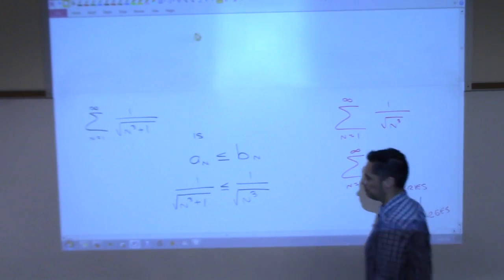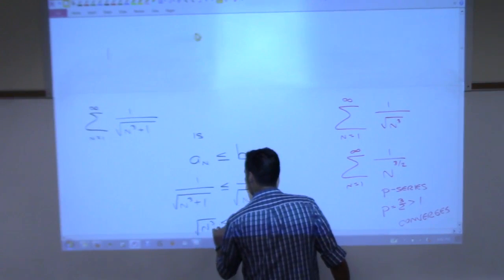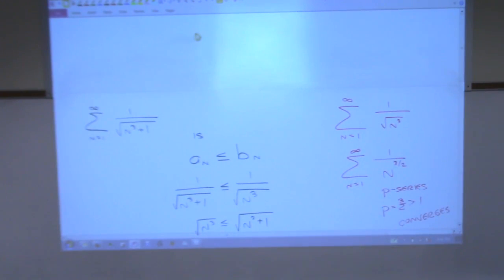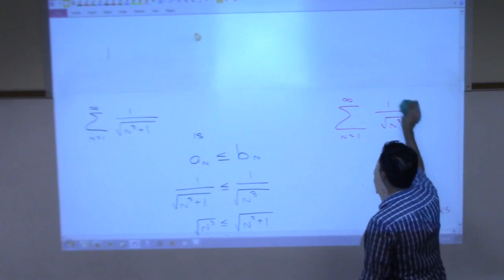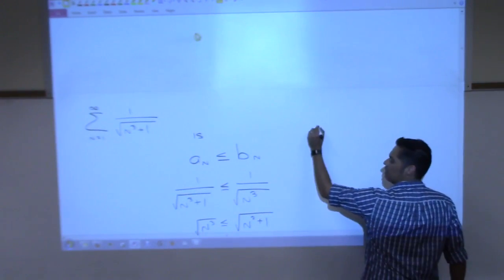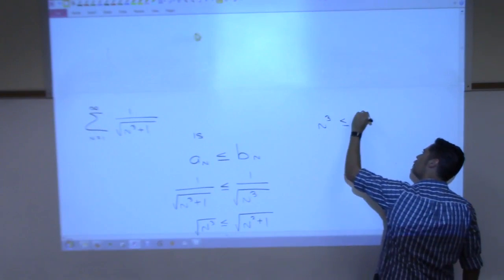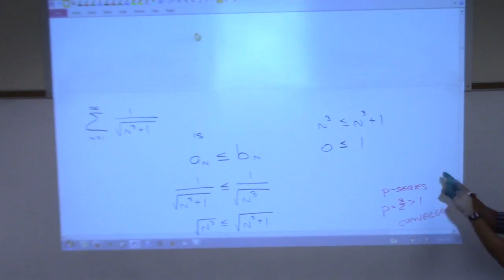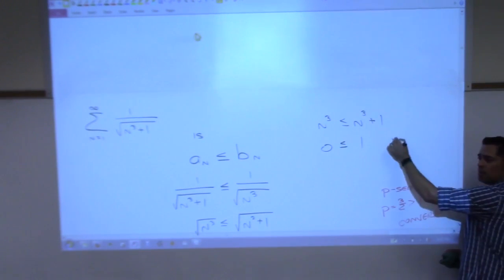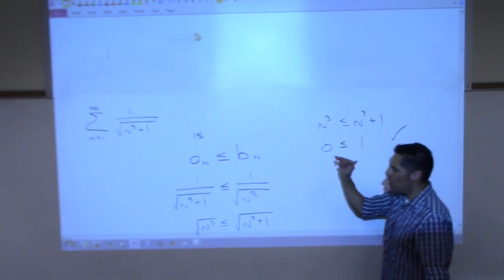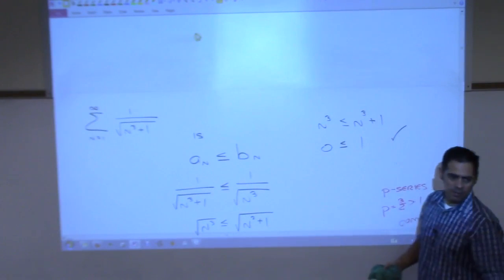Cross multiply. Square root of n cubed, is that smaller or equal to square root of n cubed plus 1? I think so. But you could square both sides, couldn't you? As long as n is big, you don't have to worry about the inequality here. N cubed, is that less than or equal to n cubed plus 1? Yeah. Is 0 less than or equal to 1? Right, subtracting. Yes, it holds. That inequality should hold, shouldn't it? So we've compared it to a p-series that converges. We've shown the inequality that we need to show, so that converges.